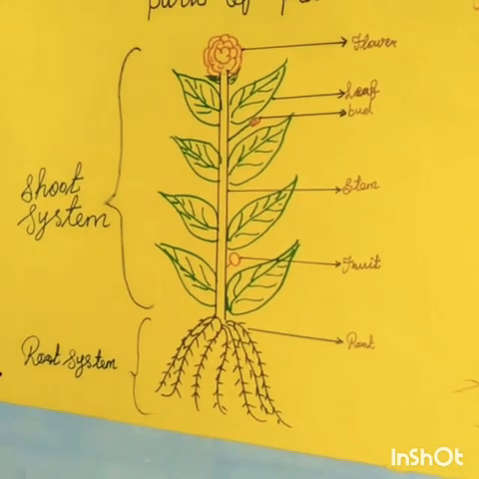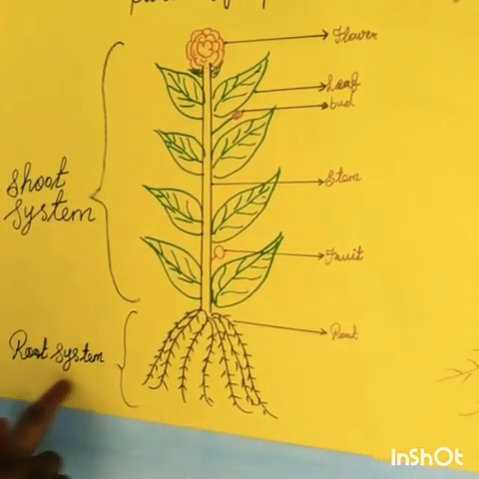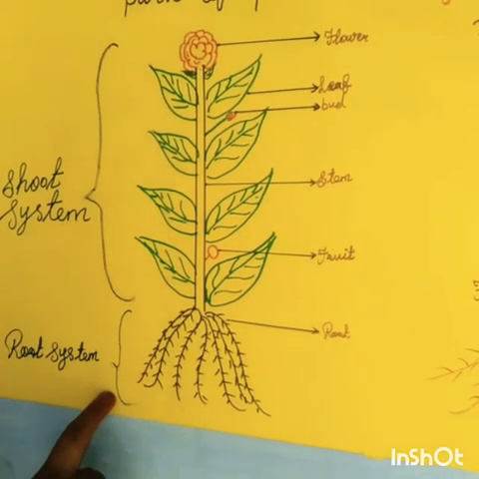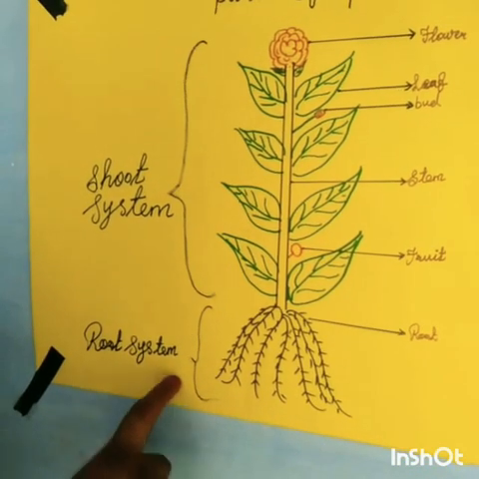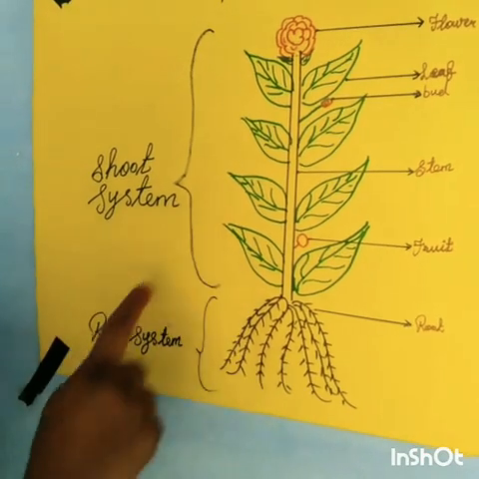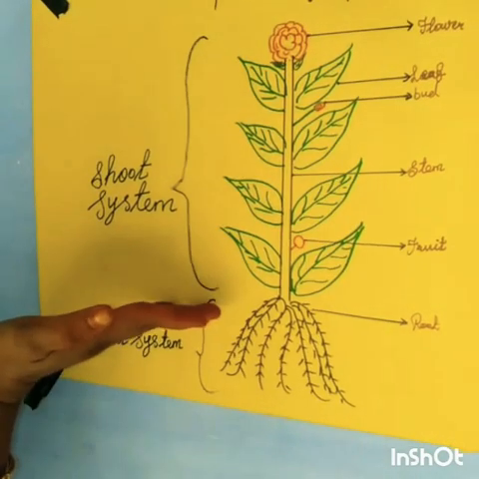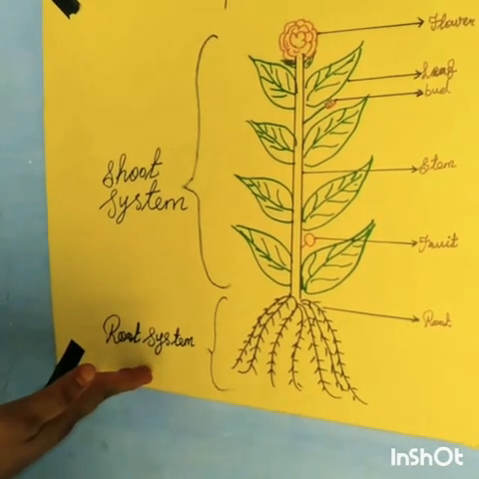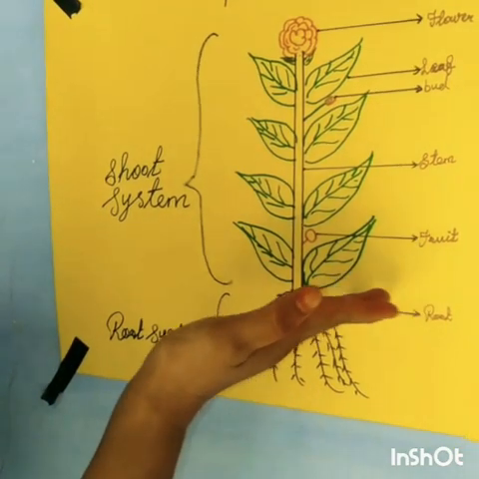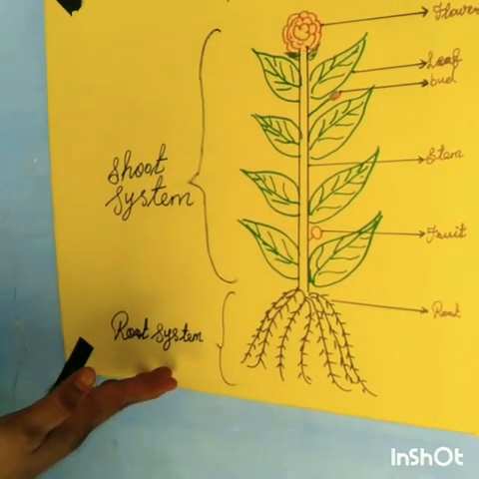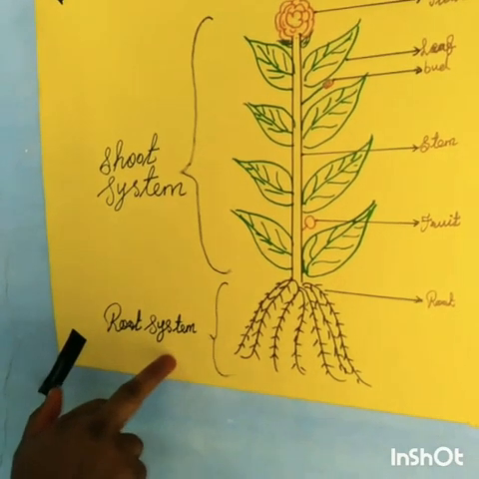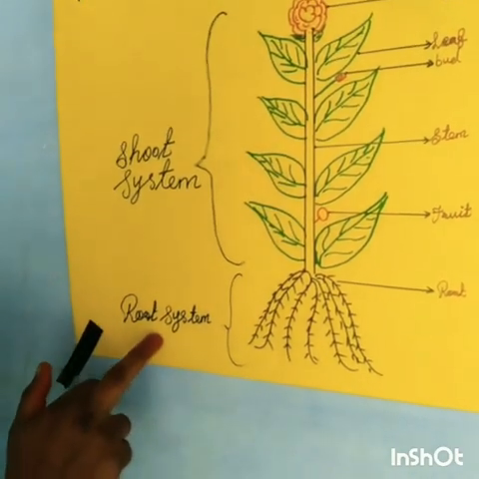Now we go to the dividing parts of the plants. Plants are divided into two groups. First one root system, second one shoot system. What is root system? The part of the plant that grows under the soil is called root system. What is it? What are the examples of root system? Only the root.